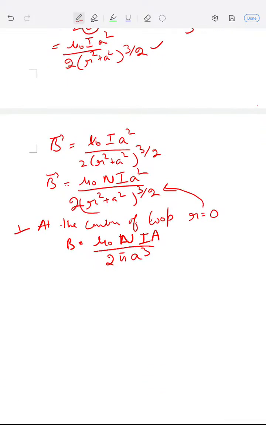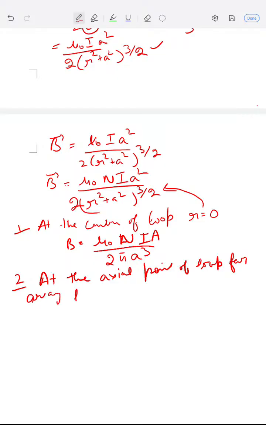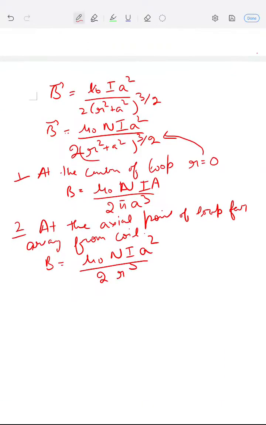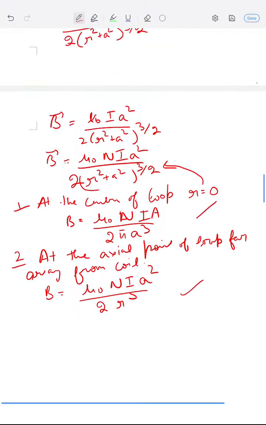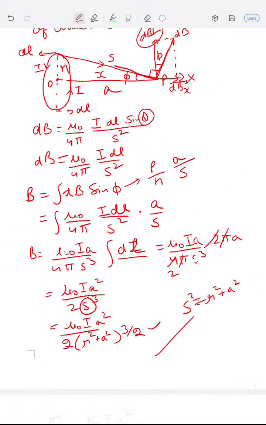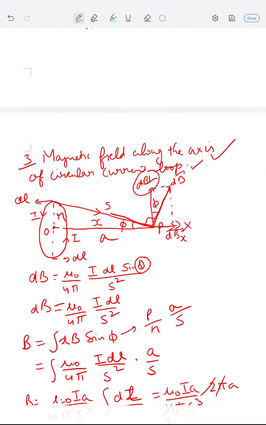At an axial point of the loop, far away from the coil, r is greater than a, so we can neglect a. So we have the answer mu 0 n I a square upon 2 r cube. Okay, so these are the cases we have discussed along the axis of a circular current carrying loop.